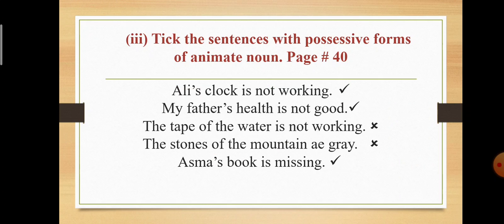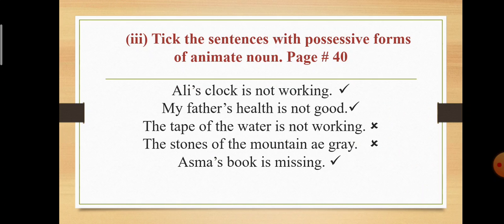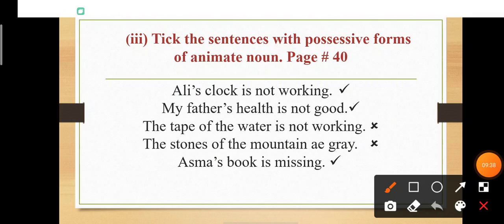So here is the exercise that is on book page 40. Tick the sentences with possessive forms of animate nouns. So only animate nouns की possessive forms के साथ आपको tick mark करना है. Ali's clock is not working. So Ali is an animate noun. So we will write a tick mark. Okay, Ali's, animate noun. So it is correct. It is possessive form of animate noun, correct.